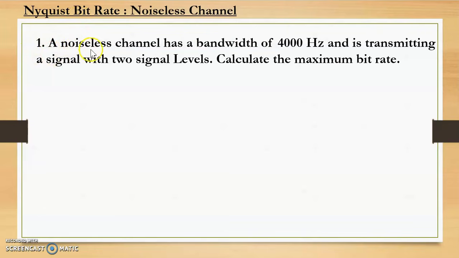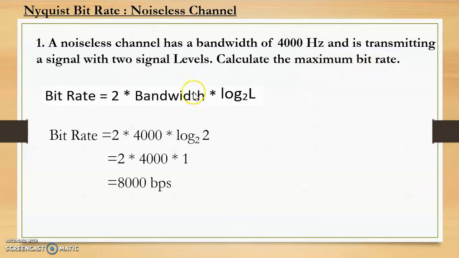First question is, a noiseless channel has a bandwidth of 4000 Hz and is transmitting a signal with two signal levels. Calculate the maximum bit rate. So over here we are given the bandwidth as 4000 Hz and we are given the signal levels as 2. So we need to find the maximum bit rate. So this is the formula to find the Nyquist bit rate, that is 2 into bandwidth into log L to the base 2. So we are given the bandwidth as well as we are given the number of levels. So we just need to substitute.